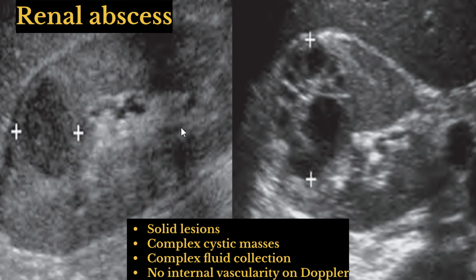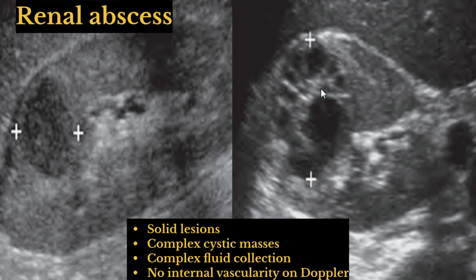A renal abscess most often appears as a complex fluid collection or complex cystic mass, and it can also appear as a solid lesion, and it can be difficult to distinguish from tumors based solely on the imaging appearance. Now this is the longitudinal view of the right kidney. This is the upper pole and this one is the lower pole of the right kidney. This longitudinal view of the right kidney shows a lesion with diffuse low-level internal echoes, and it has a hyperechoic rim.